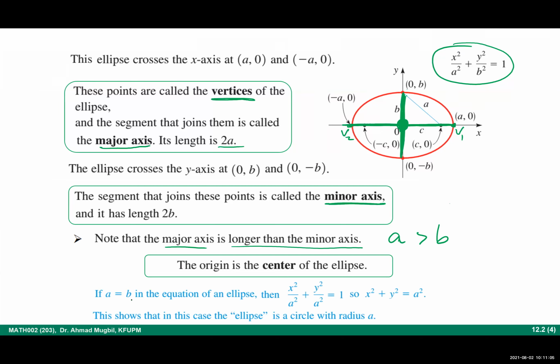What will happen if A equals B? Here, if this is also A squared, what will happen? It will be a circle. Look, you will multiply both sides by A squared, so you will have x squared plus y squared equals A squared. And this is the equation of a circle with radius A and center at the origin. So this shows that the circle is a special case of an ellipse when the major axis is the same as the minor axis.